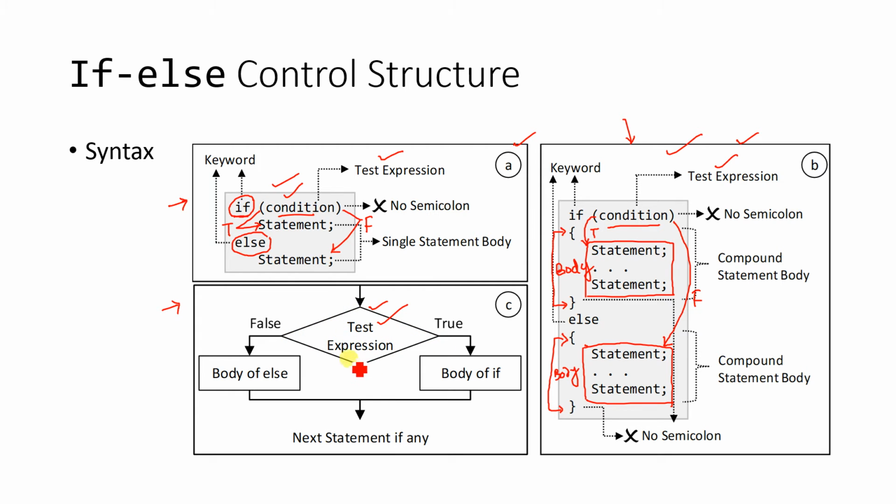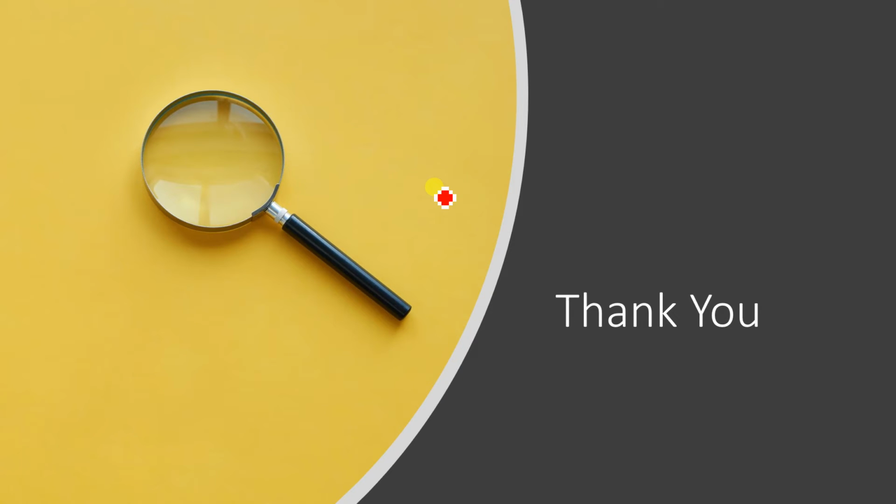And if the condition becomes true, then the body of the if statement gets executed. If the condition becomes false, then the body of else statement gets executed. That means either one will be executed, and after finishing you can go to the next statement, if any, in your program. So this is the simple structure, or the syntax, of the if else control structure. Now let us move towards writing some programs, and we will see how to use this syntax to solve our problems.